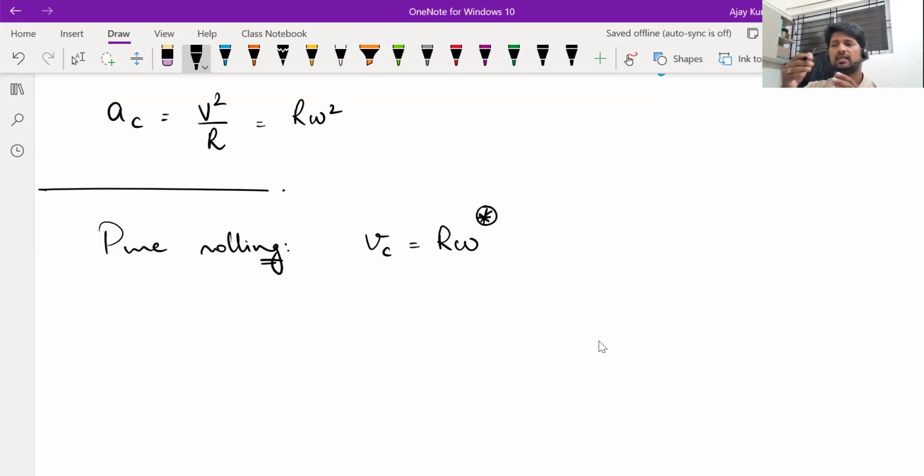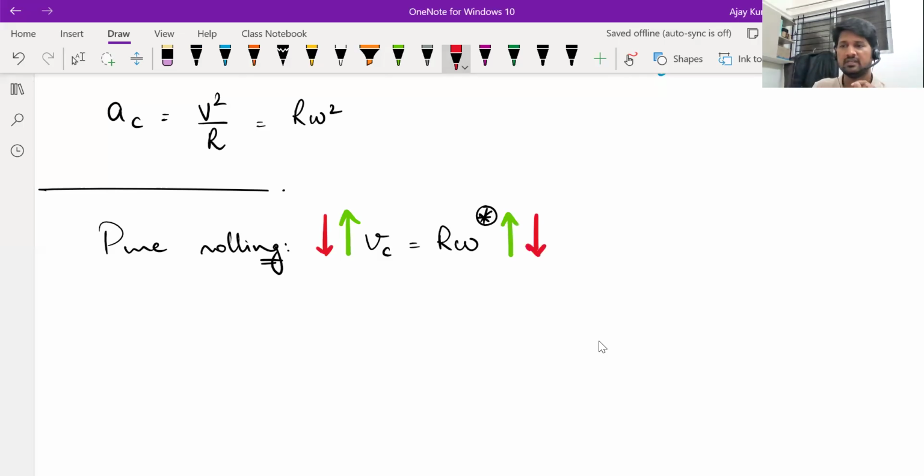So if an object or a system is accelerating without skidding or slowing down without skidding, that means speeding up or slowing down, VC is changing. And for it to continue pure rolling, for it to not skid, R omega also should change accordingly. If VC increases, R omega should increase. If VC decreases, R omega should also decrease for it to not skid.